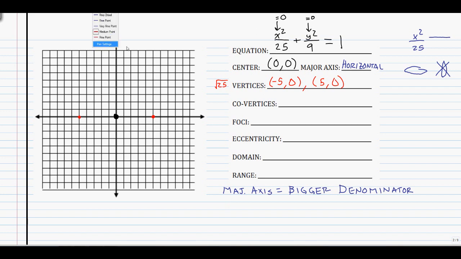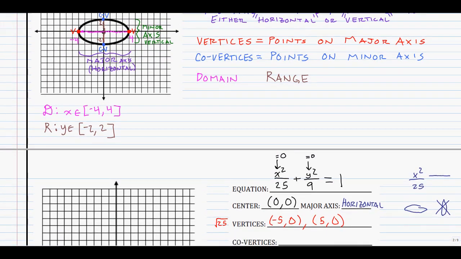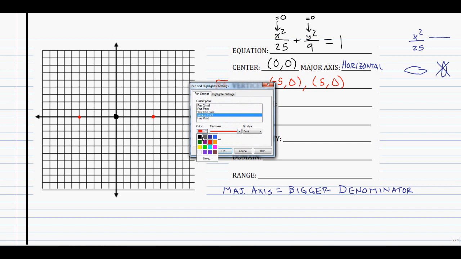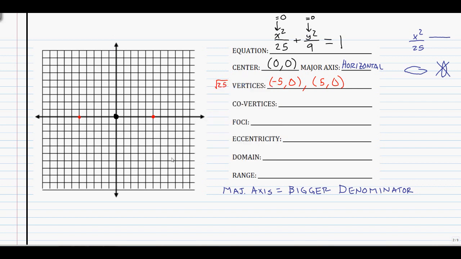For the covertices, I need to know what color I used before. Covertices looks like I used baby blue. So for the covertices, we're going to do the same kind of thing. We'll look at the minor axis, the other term, in this case y squared, and we'll check its denominator. That piece has a denominator of 9, so we're going to count out the square root of 9 in the minor axis direction. So in this case, we go to the center. Our minor axis is vertical, so we go up square root of 9, and square root of 9 is 3. And we go down square root of 9, which is also 3.